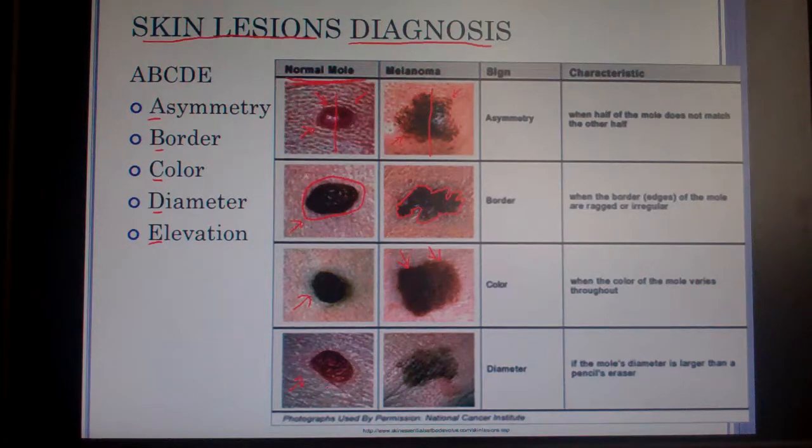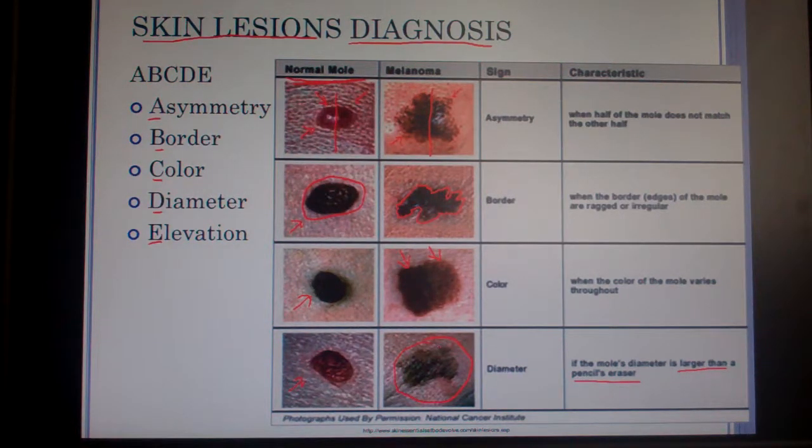The D, diameter, okay, this isn't really showing you much, but what it means is if it's larger than a pencil's eraser. Okay, so if it's larger than a pencil's eraser, really big, then you need to look at it and think about the need to biopsy that as a cancerous mole.